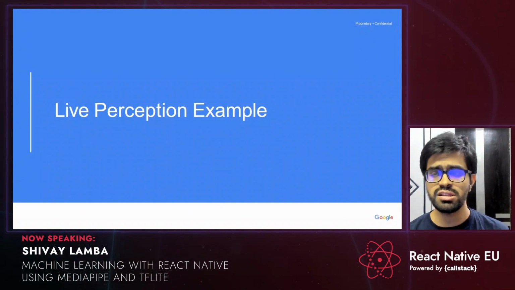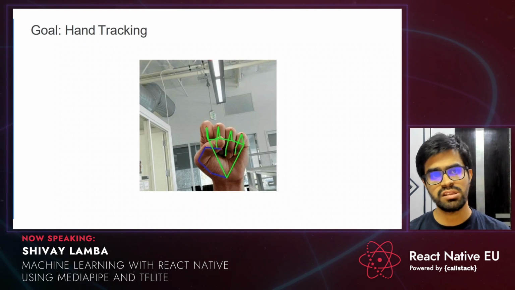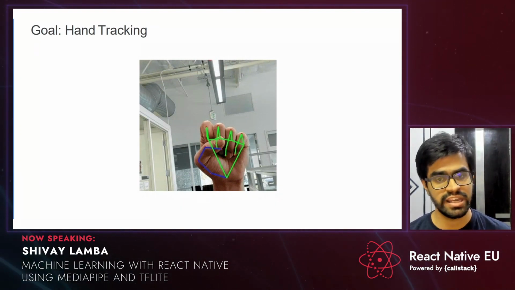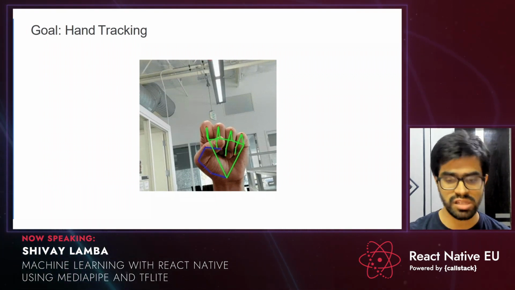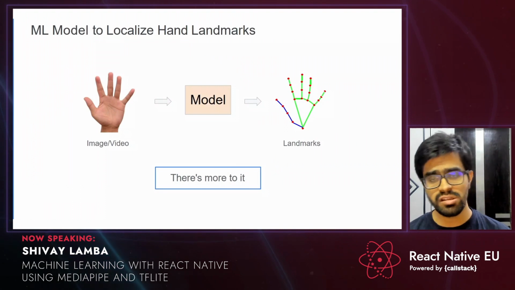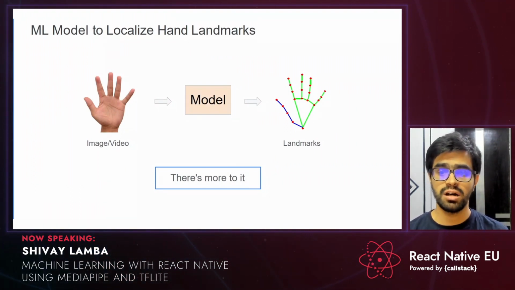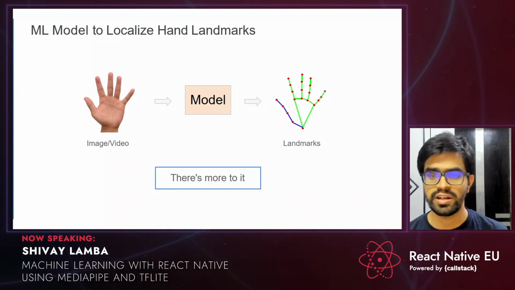And let's take an example of one of the live perceptions. Let's say what we are trying to get is hand tracking to work with the help of MediaPipe. Now let's see how this actually works. Let's say we have been given an image of a hand, and all the different landmarks, the 21 different landmarks, are represented over there on the right hand side.